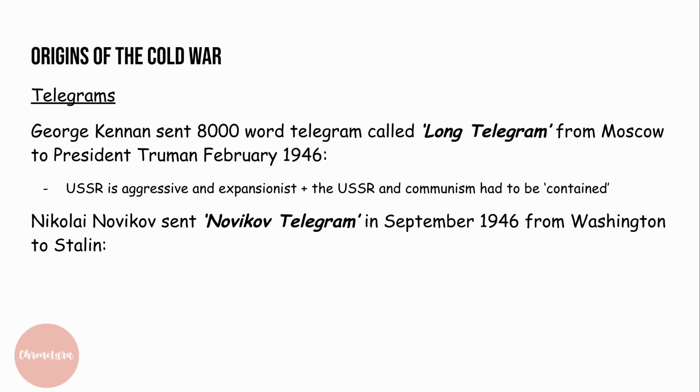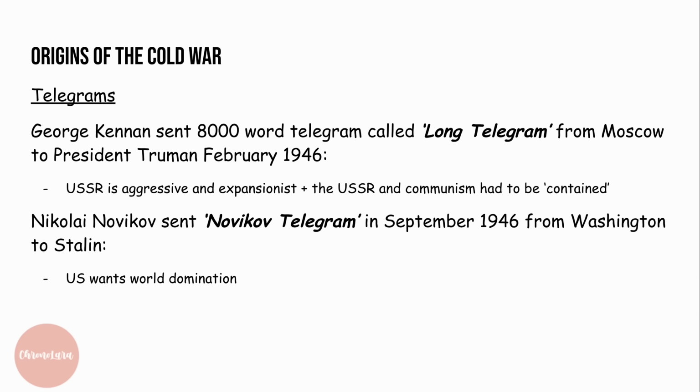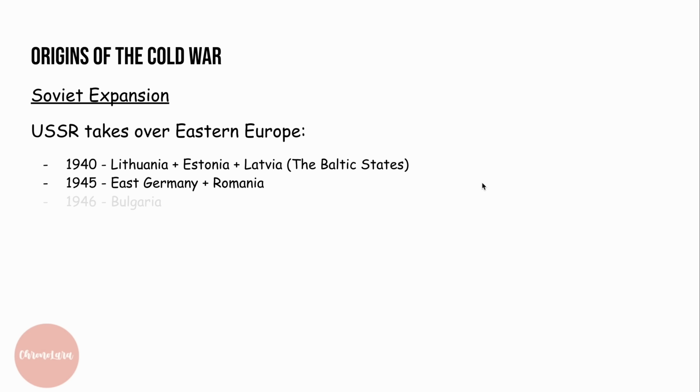In retaliation, Nikolai Novikov sent the Novikov telegram in September 1946 from Washington embassy to Stalin, and he just says the US want world domination and American people are more than happy to have a war with the USSR. Well, George Kennan had a point when he said they wanted a spread because there's Soviet expansion.